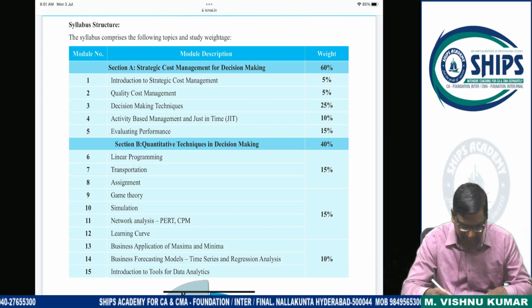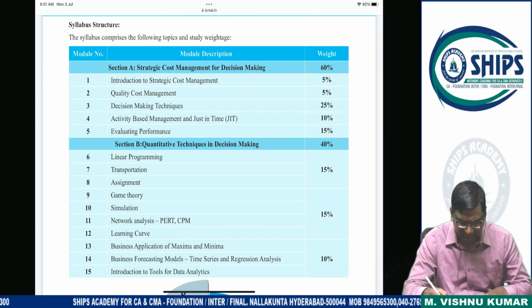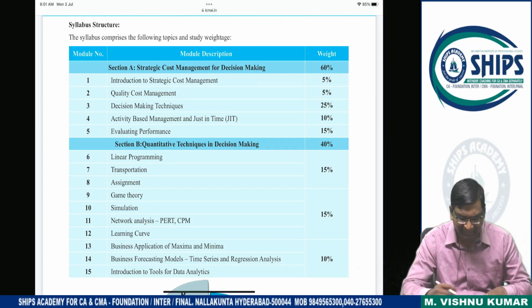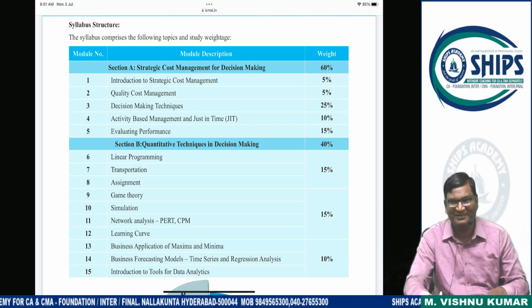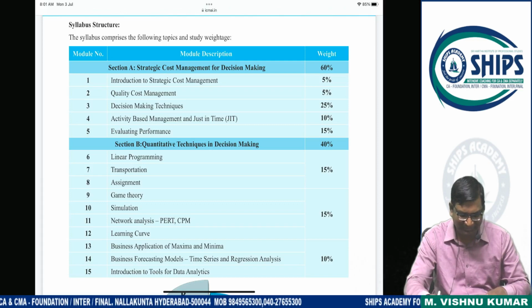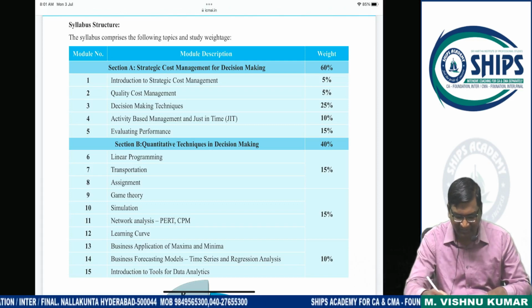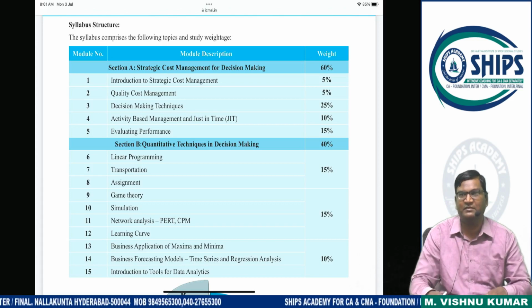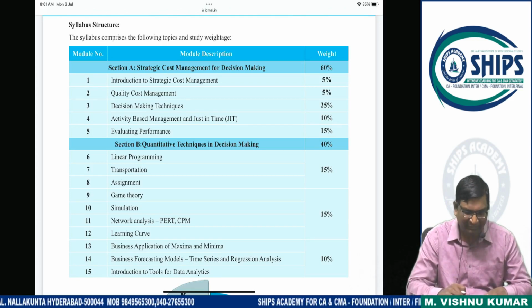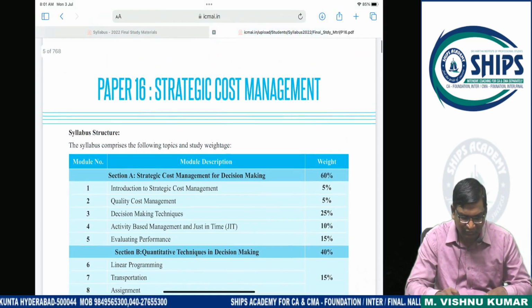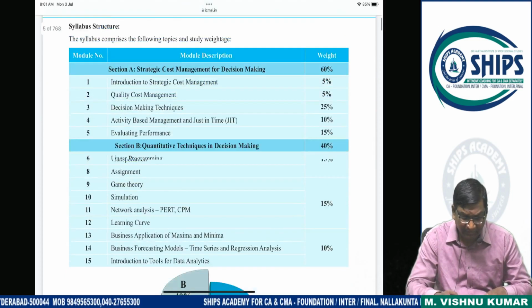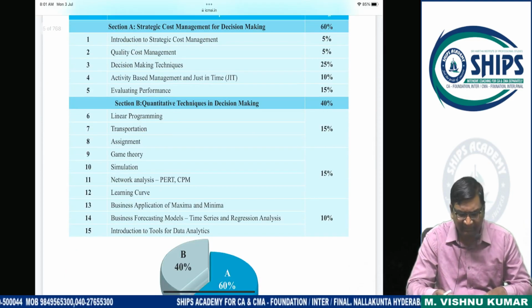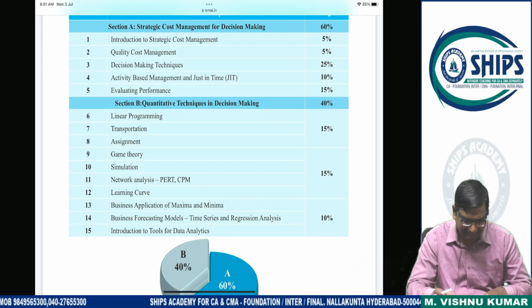Next is maxima minima and time series. In my opinion, in one attempt he will test time series regression, in one attempt he will test maxima minima. Suppose in this attempt maxima minima is tested, then next attempt time series will come. In this way the paper will be set by the institute.